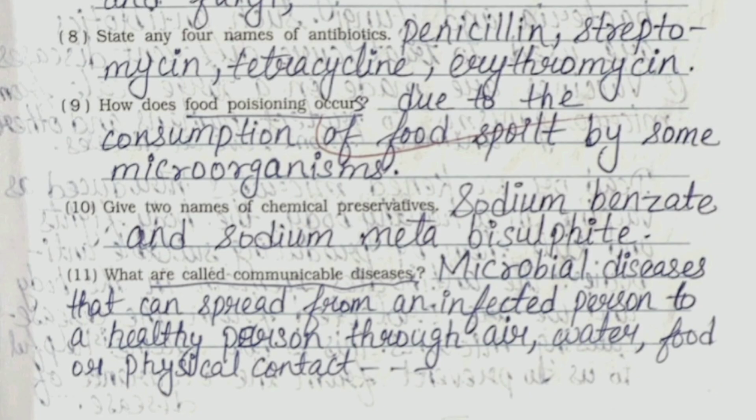10th, give 2 names of chemical preservatives. So sodium benzoate and sodium metabisulfite are chemical preservatives. 11th, what are called communicable diseases? Microbial diseases that can spread from an infected person to a healthy person through air, water, food or physical contact are called communicable diseases.